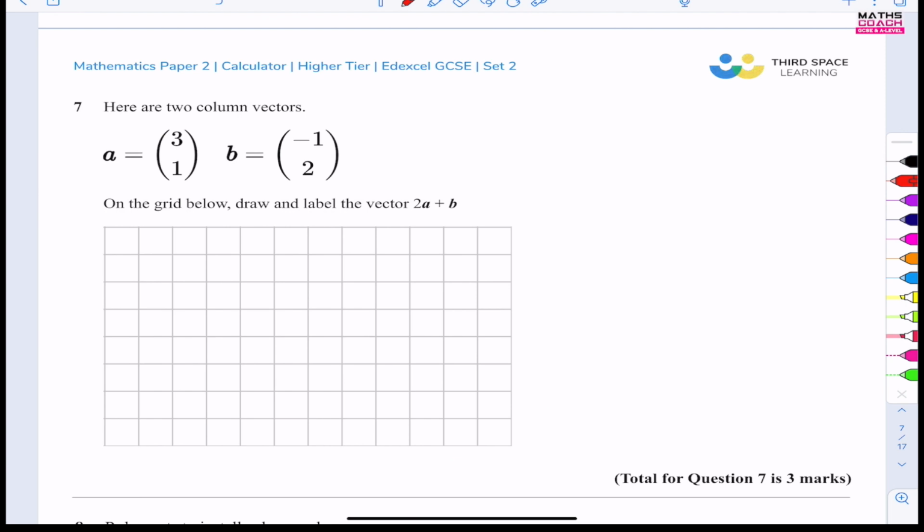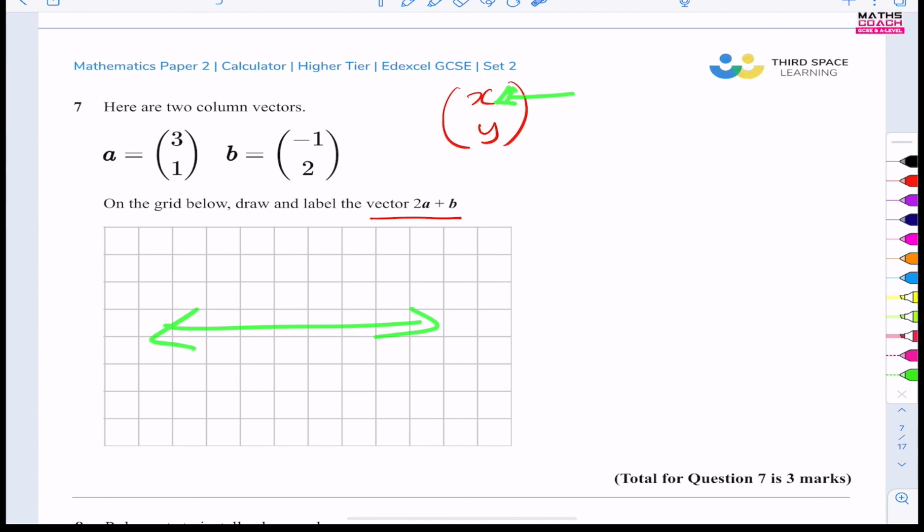Here are 2 column vectors, A, (3, 1), B, (-1, 2). On the grid below, draw and label the vector 2A plus B. So 2 lots of A plus B. So what does this mean? Well, very quickly, x and y are the vector. So the x up here is telling us how much to go in the left and right direction. The y tells us how much to go in the up and down direction.